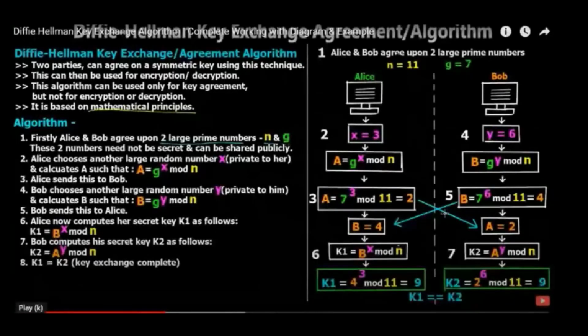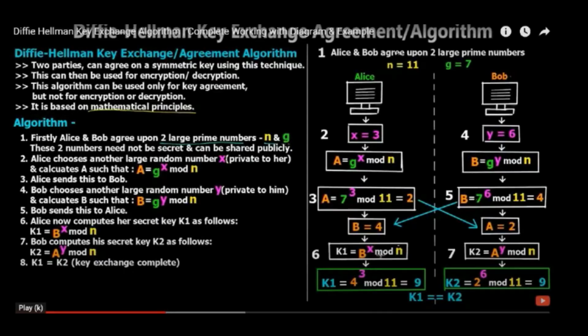Even if the attacker captures this N and G, there is no problem for us because we are using X and Y, and these are going to be secret. So without these, the attacker cannot do anything. So now the values of A and B are exchanged. Then the next step. So what is the next step?